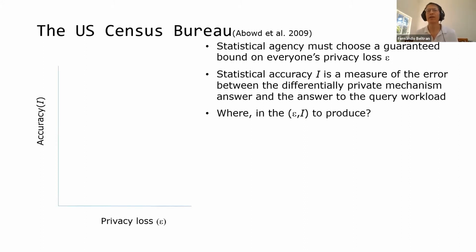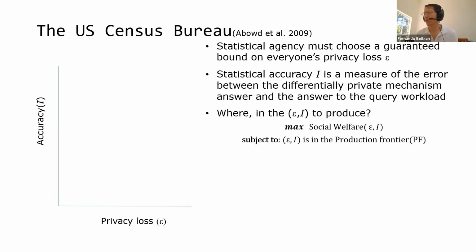Basically, finding on the privacy loss accuracy plane, what is that pair that will turn out to be optimal. If the agency is acting on behalf of society, it must maximize the benefits. And all this means that it has to maximize a function of social welfare, and in doing so, choose the optimal accuracy and privacy loss levels, as long as those levels are found on the production frontier.